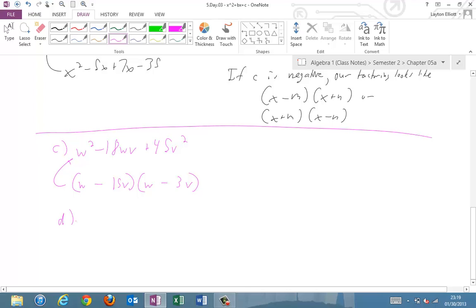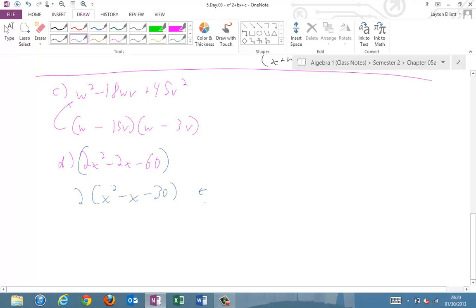D. 2x squared minus 2x minus 60. I'm going to switch colors here, and I want you to notice something about this one. If I look at this one, and I put parentheses around it, I do have a greatest common factor that I could take out before I factor this. If I pull a 2 out, I have x squared minus x and minus 30.